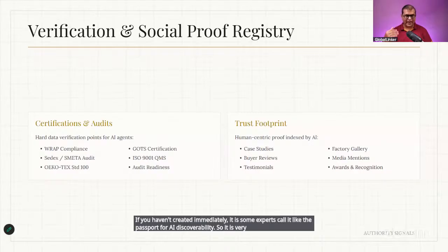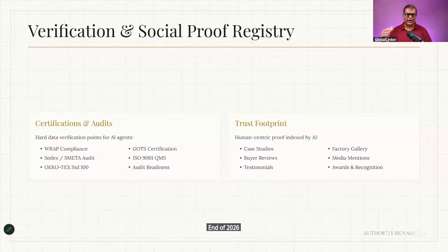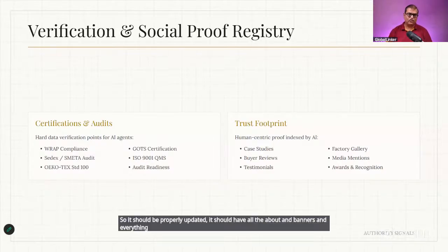It should be updated, and you should get as many reviews as possible. Create a mission, an internal mission, that I have to get 100 reviews by end of 2026, and start working on it. Then your social profile should be active. So it should be properly updated. It should have all the about and banners and everything. And it should be active.